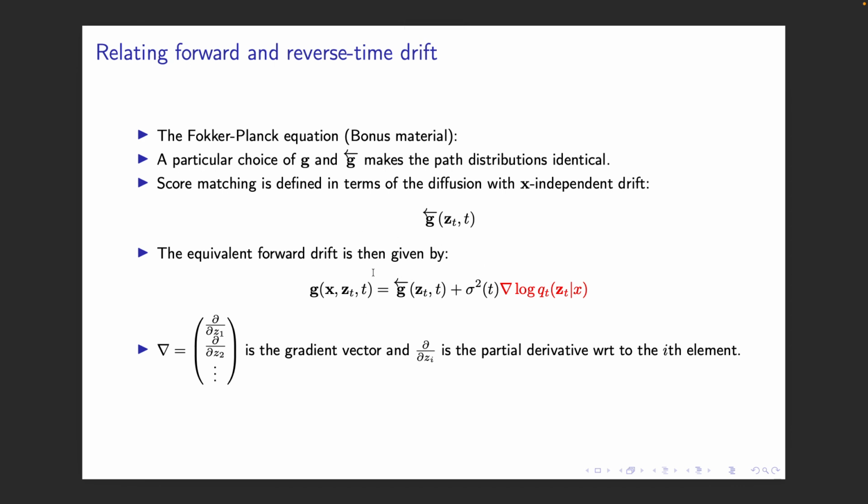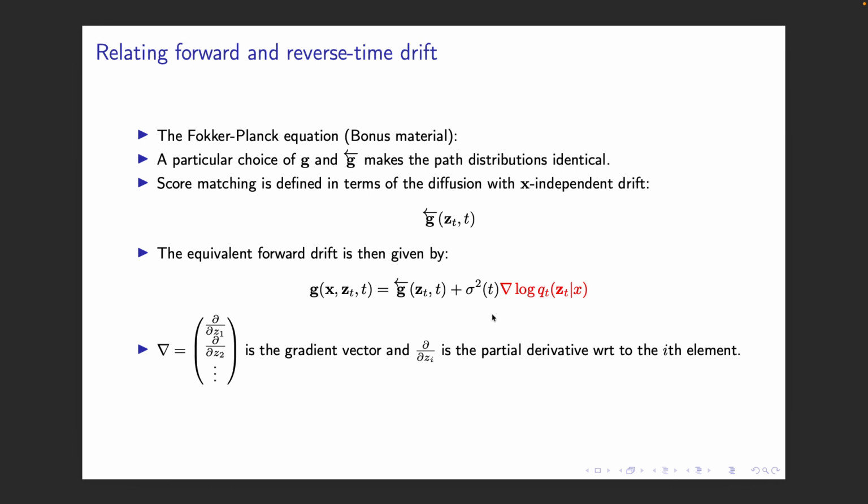And the equivalent version has this so-called score function here. So we add something proportional to the variance of the process, and then we take this gradient with respect to z_t of the log of the probability, right? So the nabla here is the gradient vector, so the first component of this gradient vector is the partial derivative with respect to the first dimension, and so on. But this is a very fundamental result.